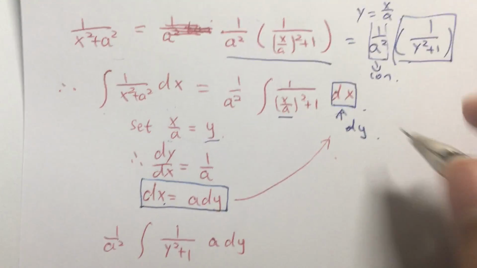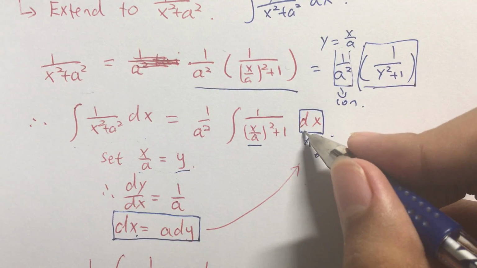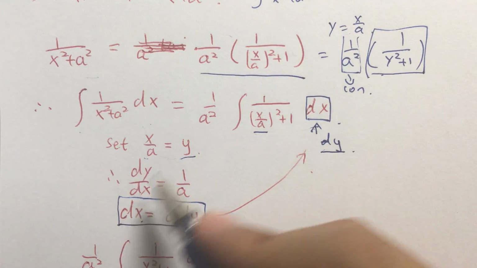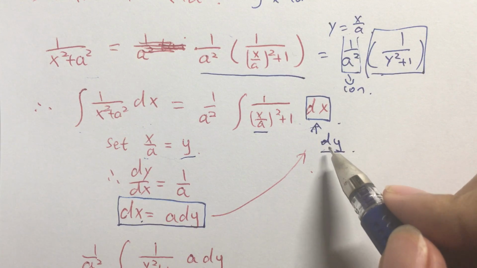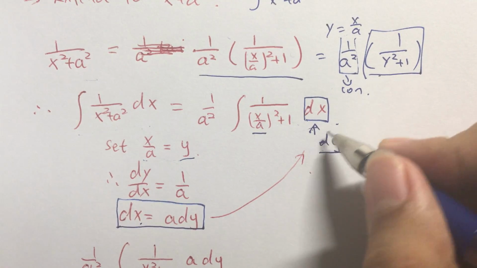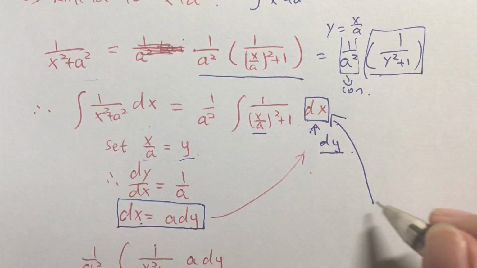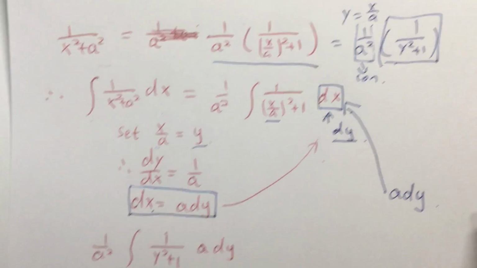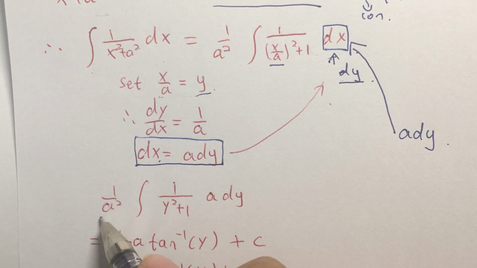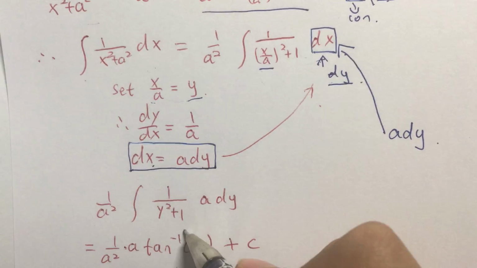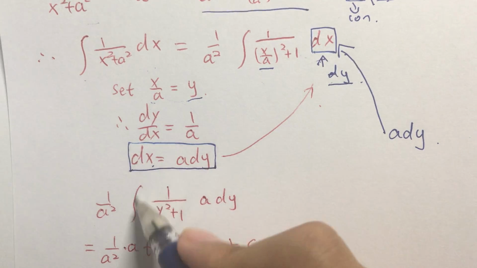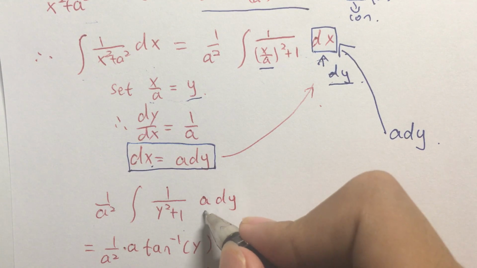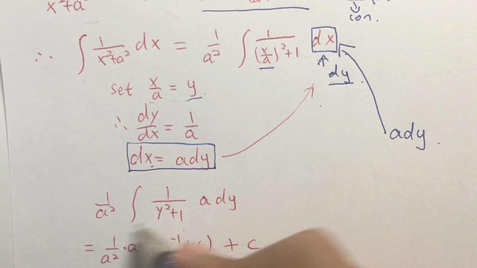Why do we need that? Because here you see there's a dx, and we want dy here, which means we want to change dx into the form of dy. So now we can just write this as a dy. And now we changed the function from here to here, which is 1 over a squared, and then the integration of 1 over y squared plus 1 times a times dy. So that is what we get.